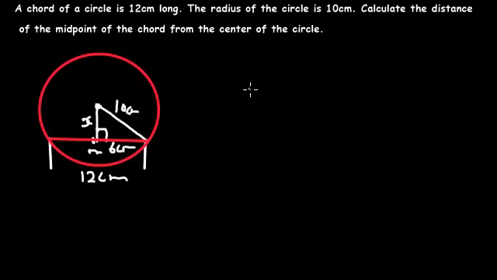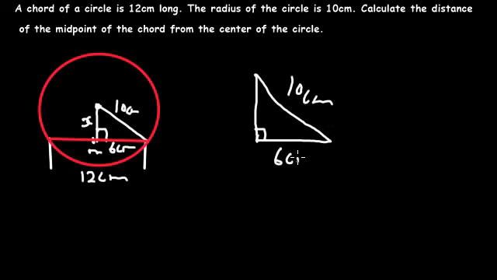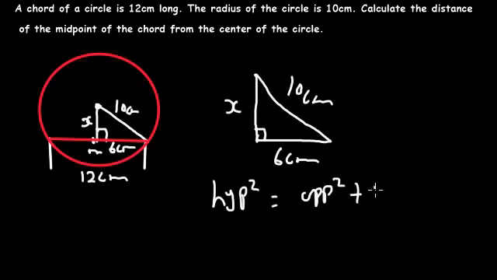Okay, good. So what I'm going to do right now is bring out the right angle triangle. The hypotenuse turns out to be 10 centimeter. Now we have the adjacent to be 6 centimeter, and our goal is to determine x, which turns out to be the opposite of the right angle triangle, and is actually what we are looking for, because it is the distance of the midpoint of the chord from the center of the circle. So from Pythagoras' theorem, the square of the hypotenuse is equal to the sum of the squares of the opposite and the adjacent. So that's Pythagoras' theorem.